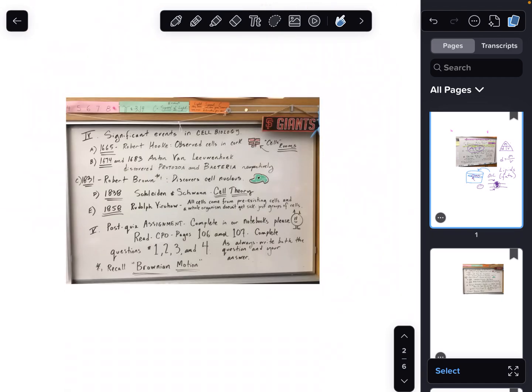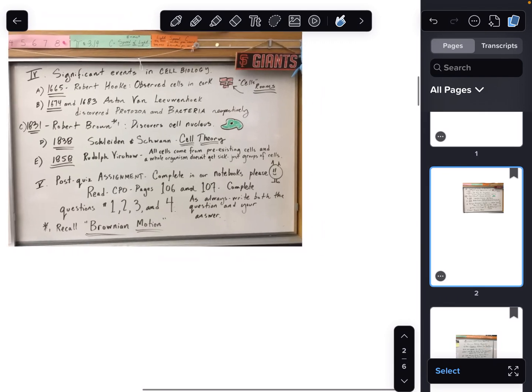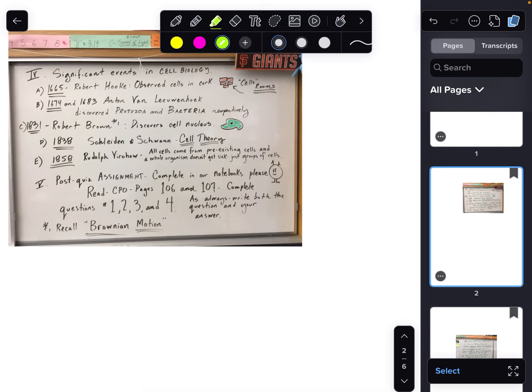As we move on down, we're going to check out some of the big inventions along the way to understanding the cells we do nowadays. The one most important thing, in my opinion, to check out here is this right here. If you look at Anton von Leeuwenhoek, he discovered both protozoa and bacteria. And when I say respectively, that means first it was protozoa and then it was bacteria.